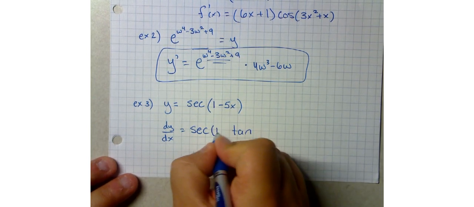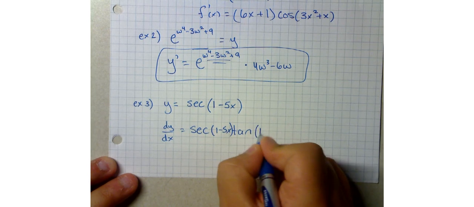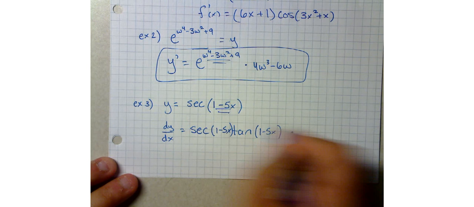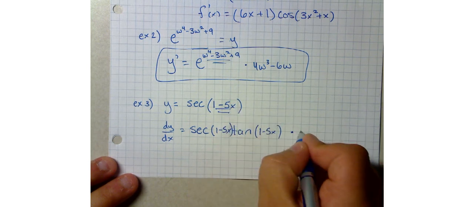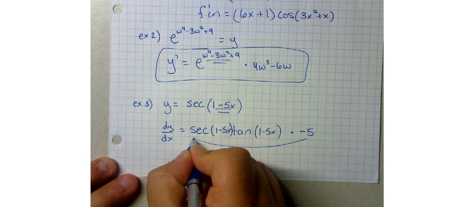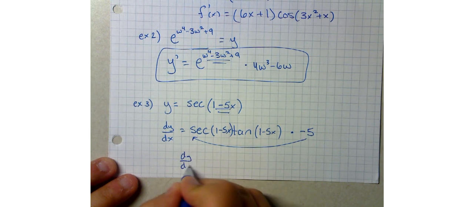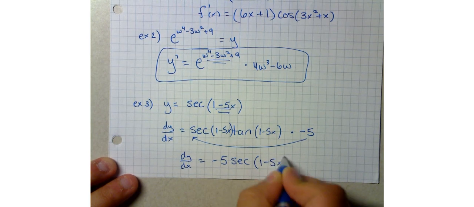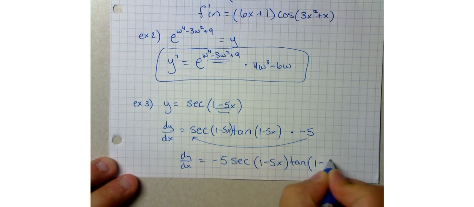Keep the inside functions the same. Multiply by the derivative of the inside function, which is 1 minus 5x. The derivative is negative 5. And we can move the negative 5 out in front. Dy dx is equal to negative 5 secant of 1 minus 5x tangent 1 minus 5x.